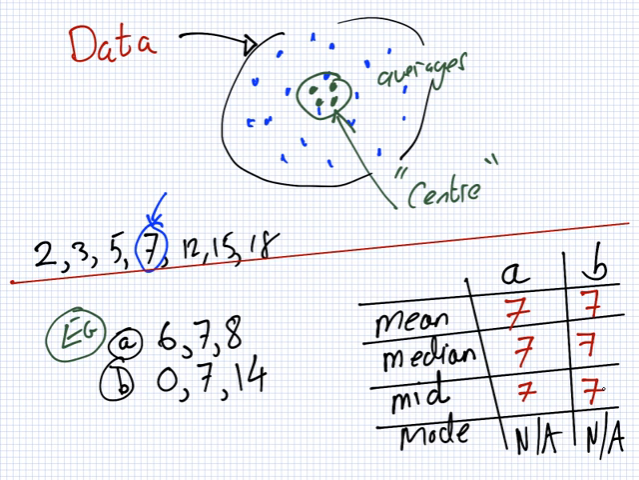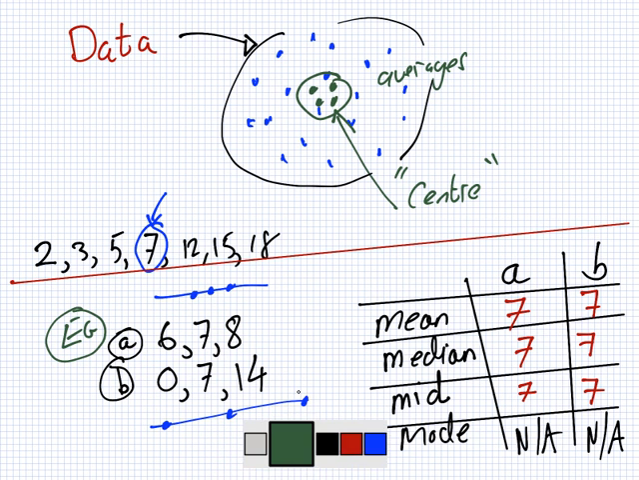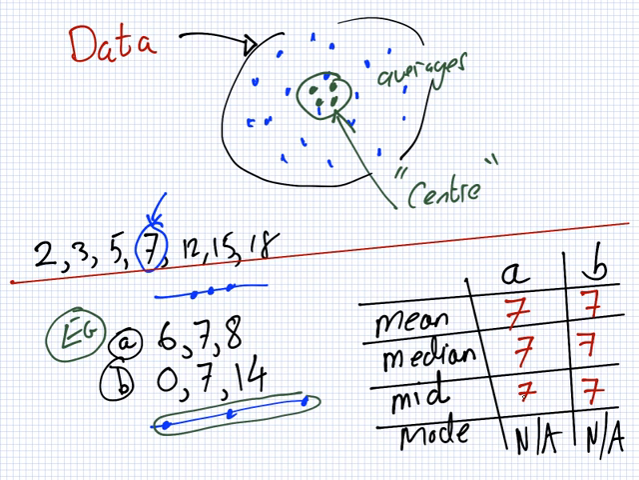So, they look like the same, but they're actually quite different, because if you draw this on a number line, this one here will be at 6, 7 and 8, but this one here will be at 0, 7 and 14. So although they have all the same averages, they're two pretty different sets. So what is missing from our description is a way to describe how spread out the set is. Do you know, like how wide it is. Do you get what I mean by that?